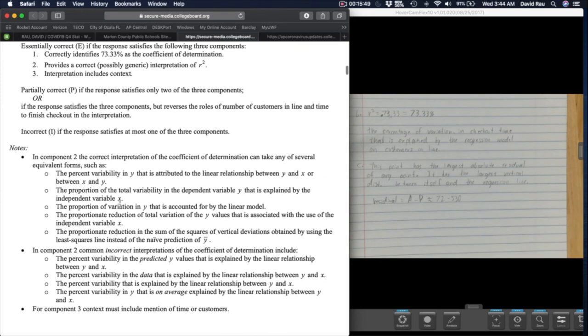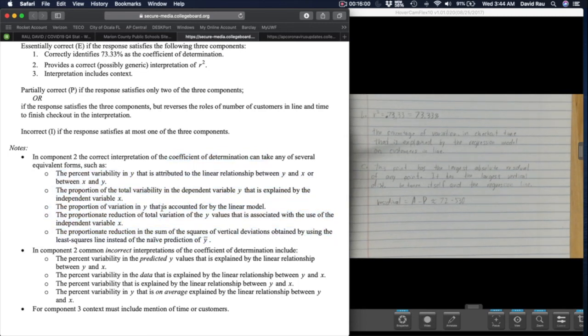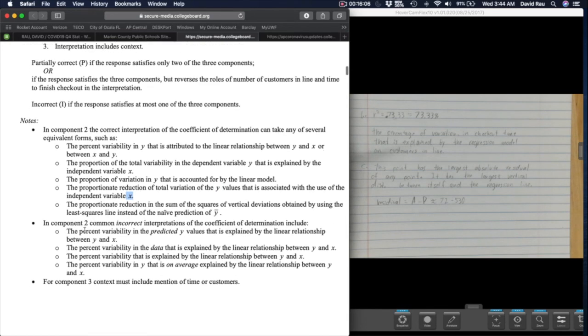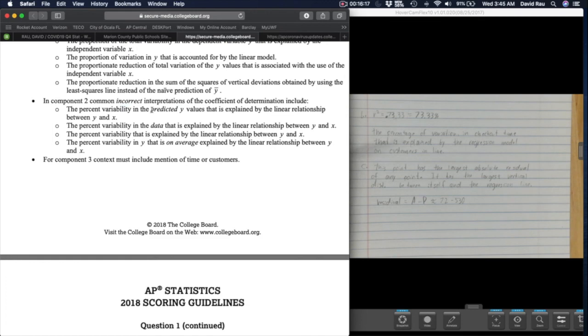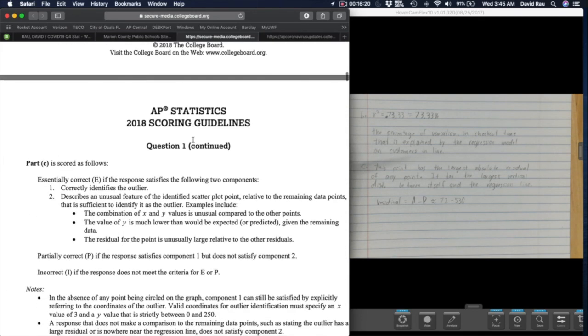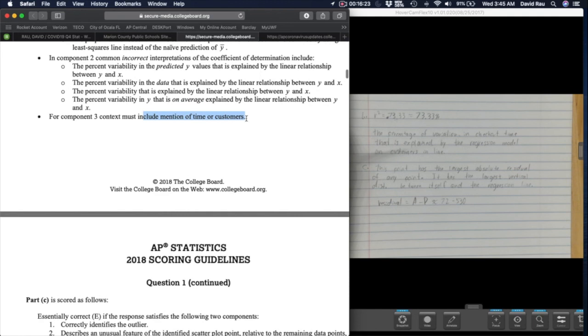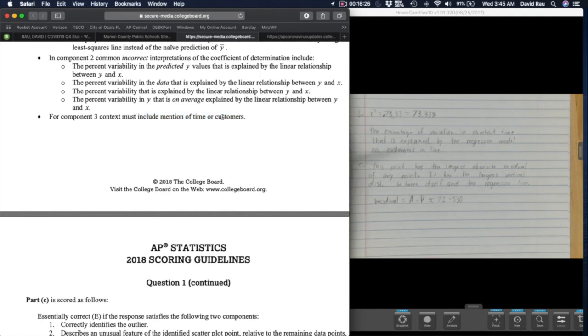All right, now there's a lot of extra notes here, and they give you a bunch of interpretations of how you can interpret this. So if you don't remember how to interpret R-squared, you might want to write one of these down and just realize that you need to talk about Y and X specifically. It's nice that they have that all there. Again, make sure you don't have predictions or averages in your interpretation, sorry, those are incorrect things here. You're not predicting, it's not an average. And again, make sure you mention time or customers. You don't have to mention both, but you have to mention at least one to satisfy the context.